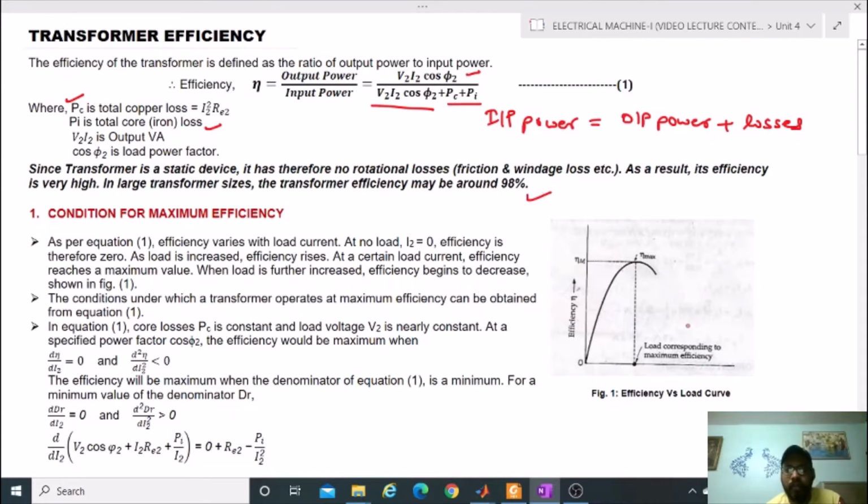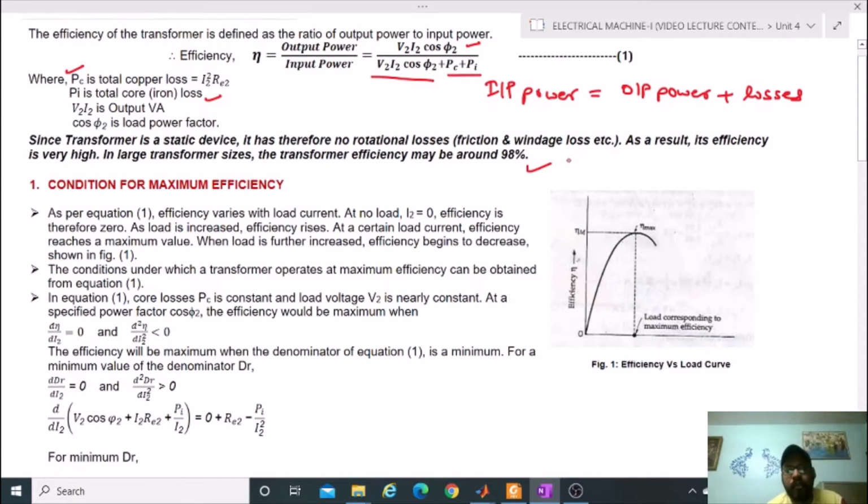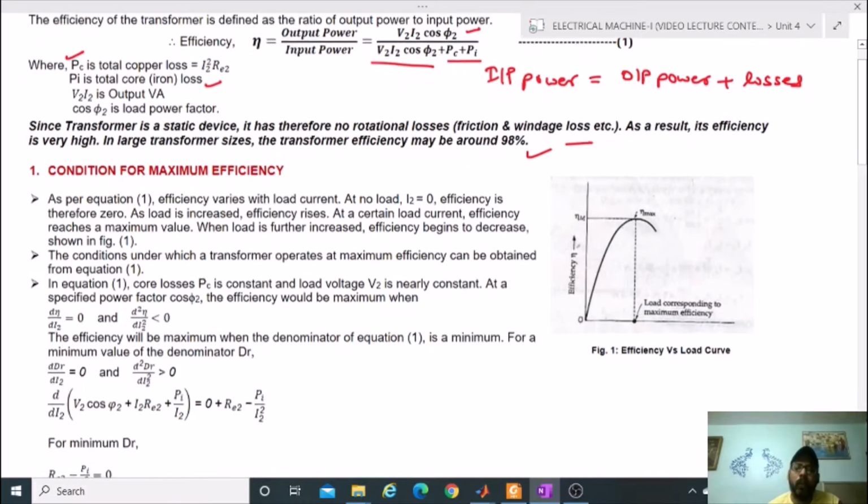Okay, so now we will derive the condition for maximum efficiency. But here I want to add one more thing. In most of the viva questions or interview questions, it can be asked why the efficiency of a transformer is higher as compared to other electrical machines. So we can say that as the transformer is a static device and it does not have any frictional and windage losses as compared to other electrical machines, that's why its efficiency is higher. So now we will derive the condition at which maximum efficiency will occur.